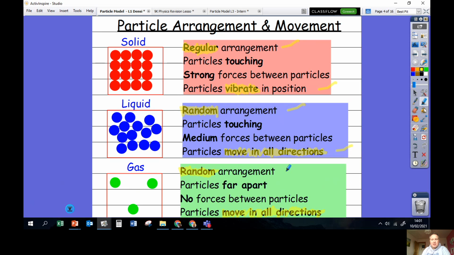Add that important information to your worksheet now. The particles are in a random arrangement, and the particles move in all directions. If you want to pause the video now to finish the first page of your worksheet, do so and press play when you're ready.